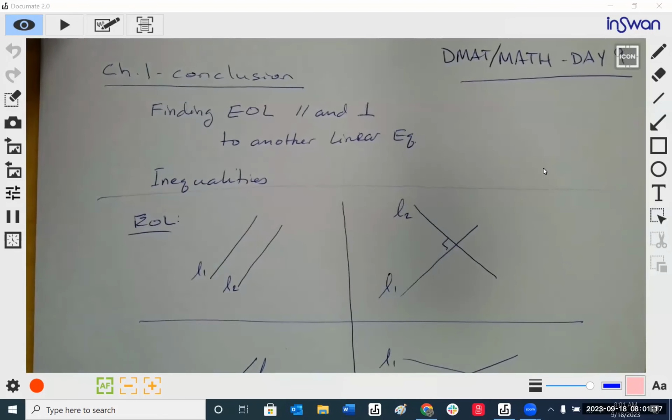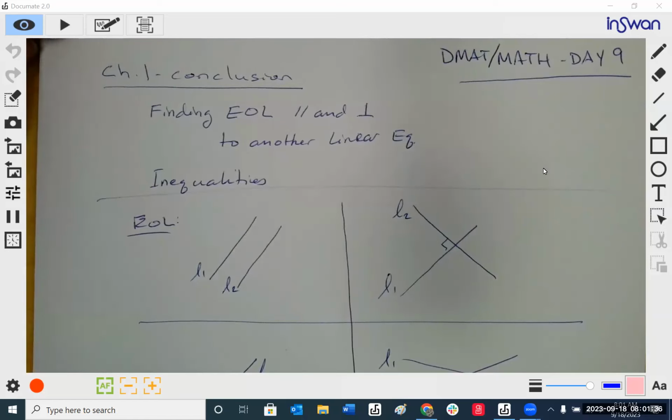We're going to finish up chapter one today. By that, I mean we're going to finish up talking about parallel and perpendicular lines, how to solve them, how to find them, and then we're going to look at inequalities, what they are, and how to solve them in an equation. So let's review.